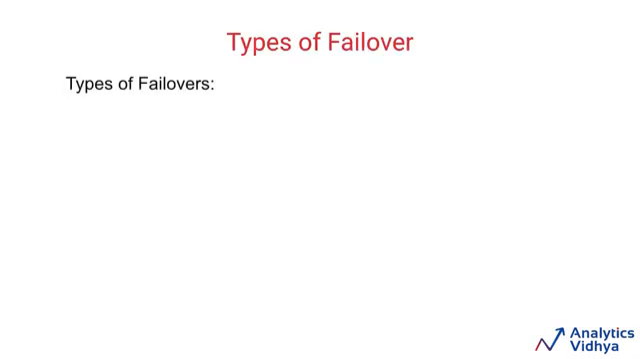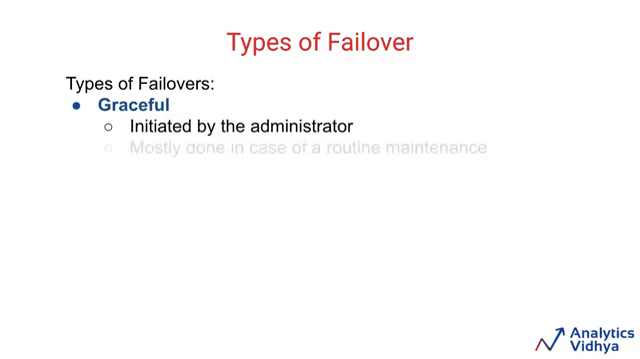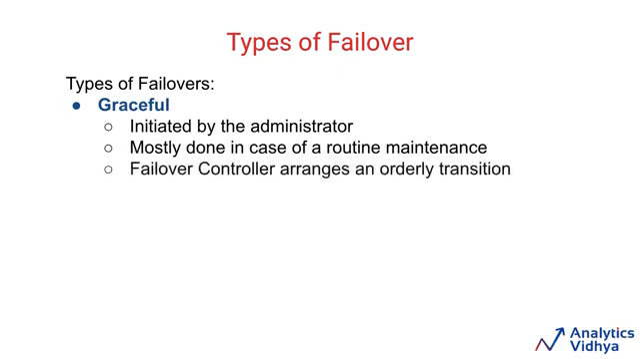There are two types of failovers. The first one is a graceful failover. This is initiated by the administrator. This is intentional and mostly done in case of planned routine maintenance. In this failover, the failover controller arranges or initiates an orderly transition from the active name node to the standby name node.